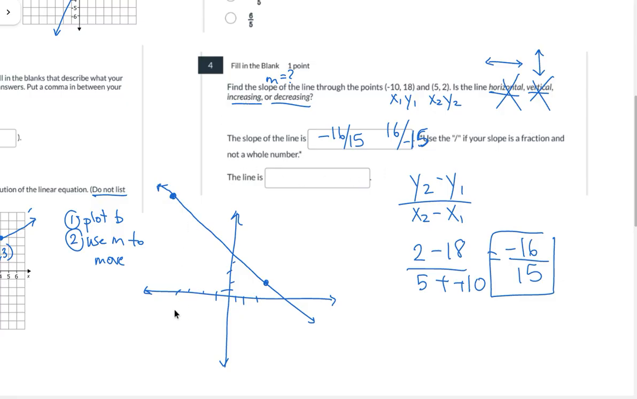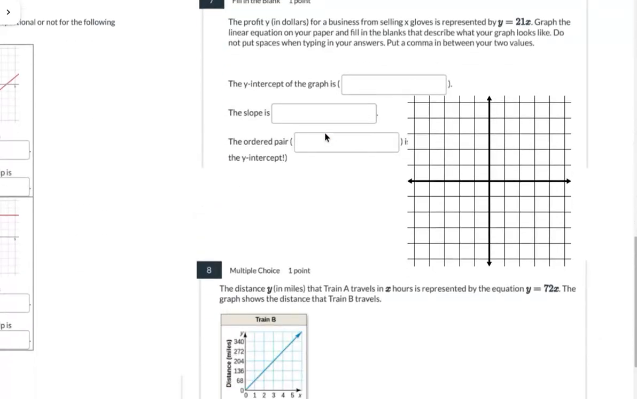Increasing means that from left to right, it's increasing. Well, that's not true. It is decreasing, okay? Or it is a negative slope as we go from left to right. So the answer here was decreasing. And even if all you did was calculate the slope and not graph it, you should have known it was decreasing because it had the negative in front of it. All right? Okay, guys, question number 5.